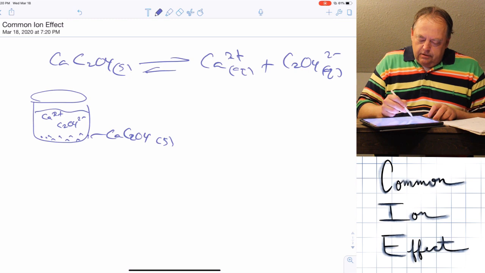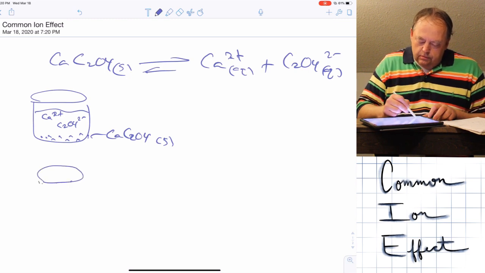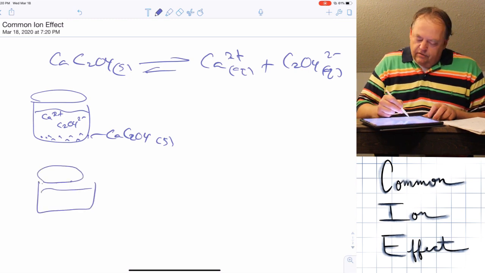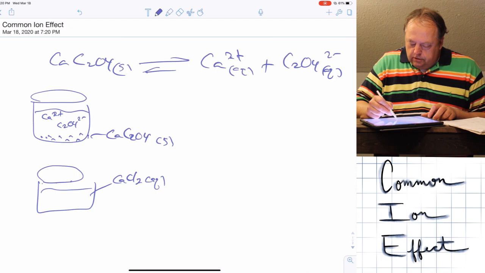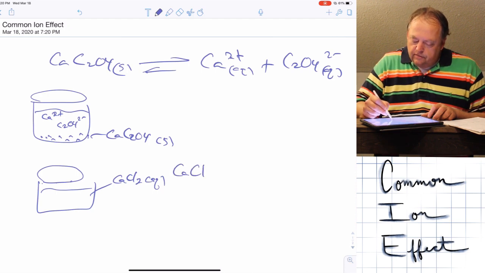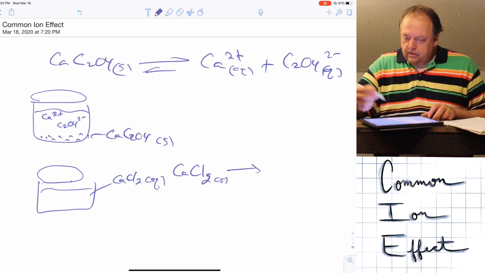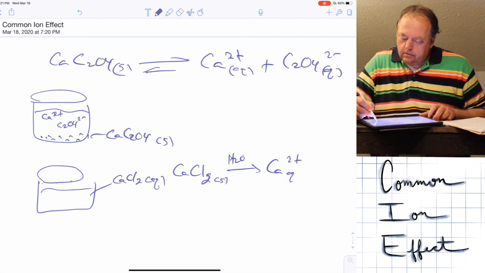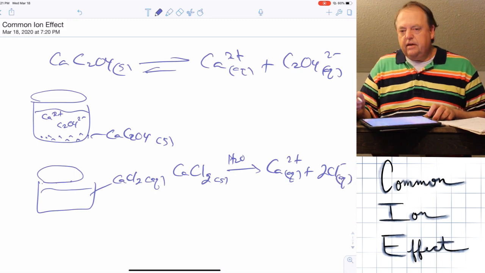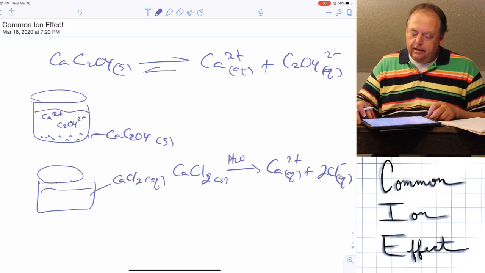And then if we have a second solution of calcium chloride in water. And so what's significant about this is calcium chloride is very soluble in water. So if you add it to water, then it totally dissolves to give calcium 2 plus and 2 chloride minus ions.